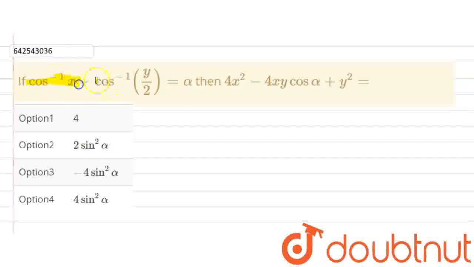The given question says that if cos inverse x minus cos inverse y by 2 is equal to alpha, then 4x square minus 4xy cos alpha plus y square.